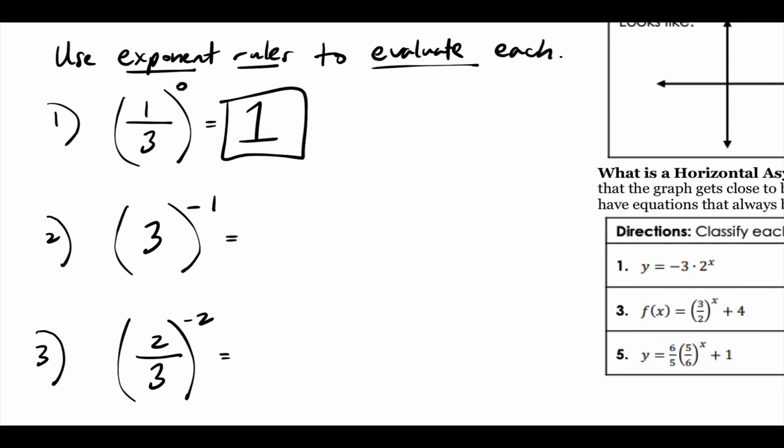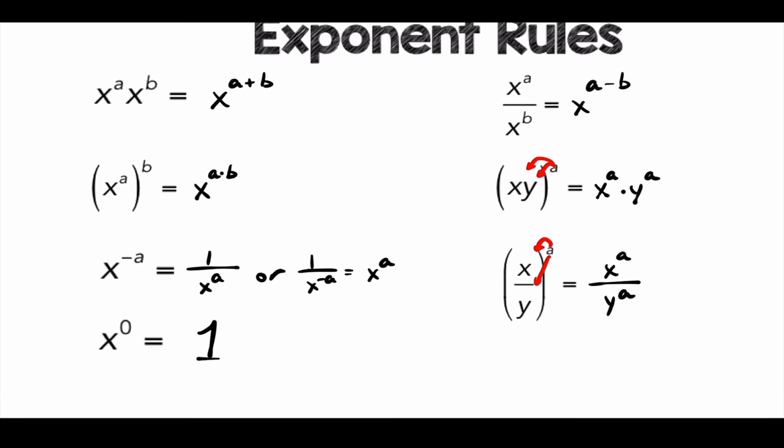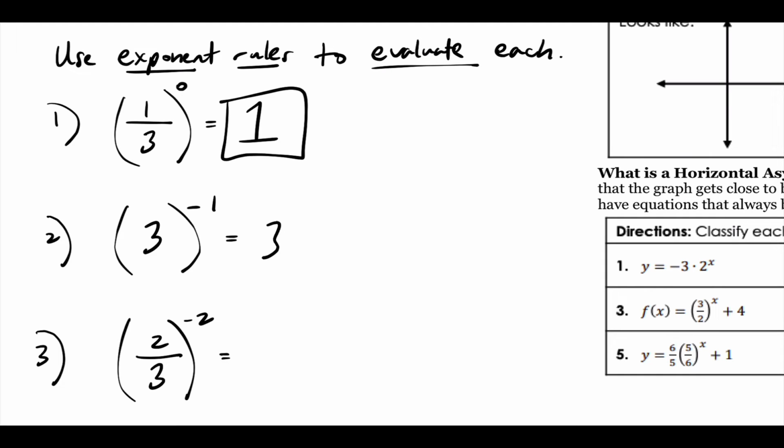Number 2, (3) to the negative 1 power. We have a rule for that, right? So if it's a parentheses, we distribute, so we get 3 to the negative 1, right? Okay? What do negative exponents tell us to do?